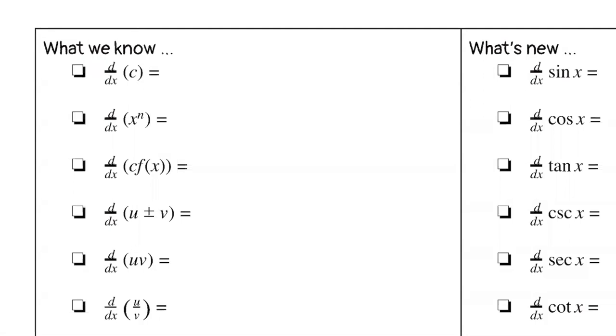We get 0. Good, good. So we'll write a 0 here. And then in blue, what is the name of this rule? Good. The constant rule. Okay.